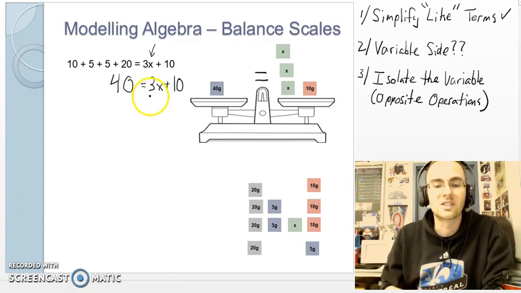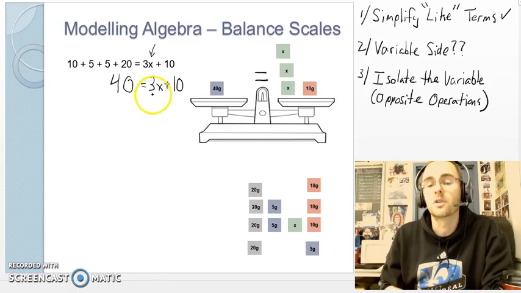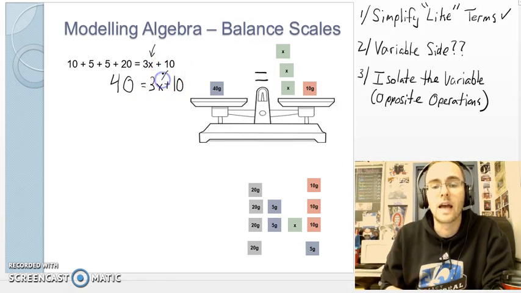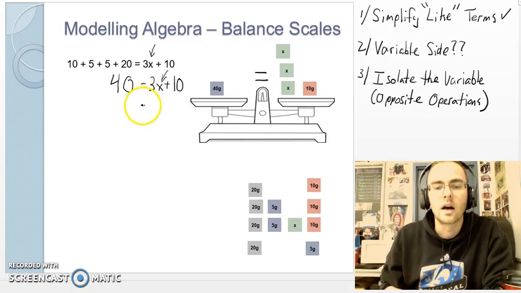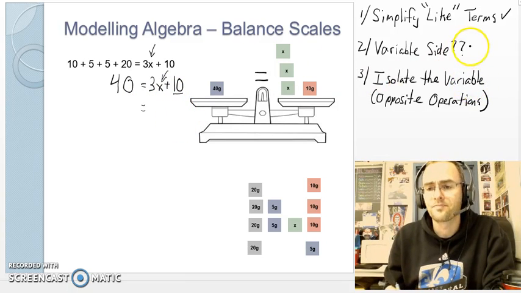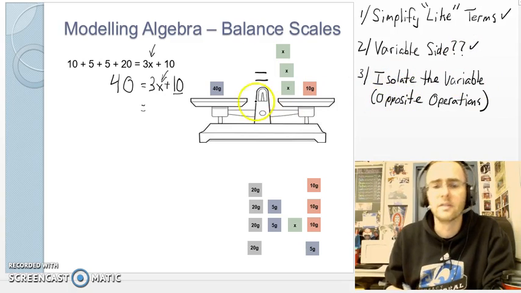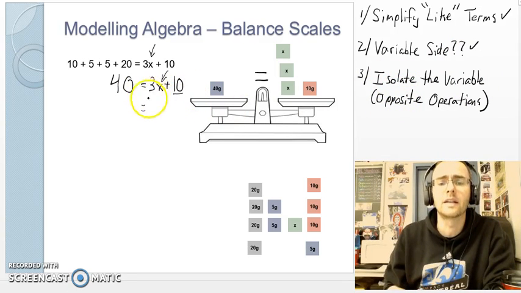And the side that you want your variables on is definitely the side that has the most variables. Now, of course, in this example here, all I have is 3x. This side is obviously going to have more variables. So we want to keep the variables on this side of the equation. So we have to now isolate the variable. You want to get rid of this 10 here and keep your variables on the one side.